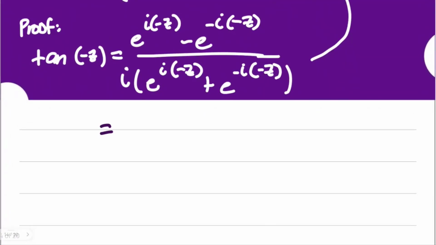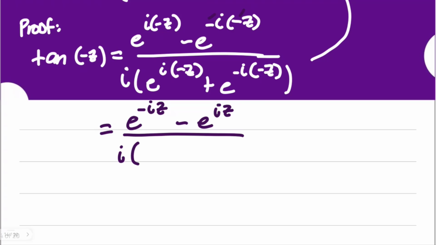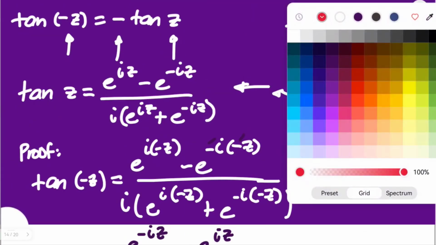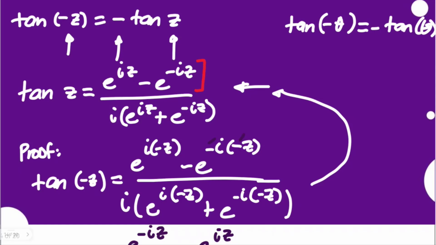So when we continue, allow me to use the pages here. The numerator will have e to the power of negative iz, that's i times negative z, minus e to the power, that's negative times negative, so you have positive iz, all over, still i, you will have here e to the power of negative iz plus e to the power of positive iz. Okay, take note that in the form, all expressions with exponent of negative iz are on the second term, similar for the denominator as well.